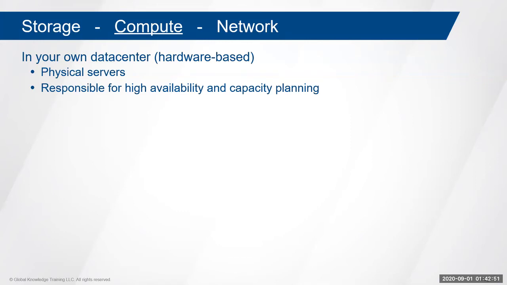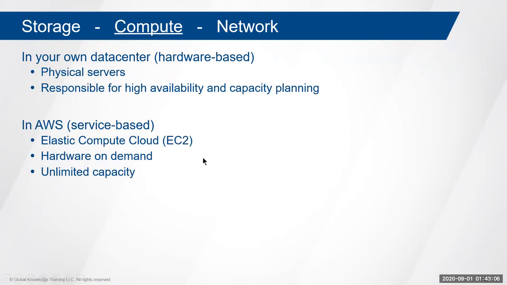Do we have capacity to handle that? And maybe we do. Maybe we purchased a ton of new hardware to meet that demand. Great. What happens after the flash sale? You have a lot of unused capacity, and I still had to pay for it. When I'm looking in AWS, the service that I'm going to be using is EC2, Elastic Compute Cloud.